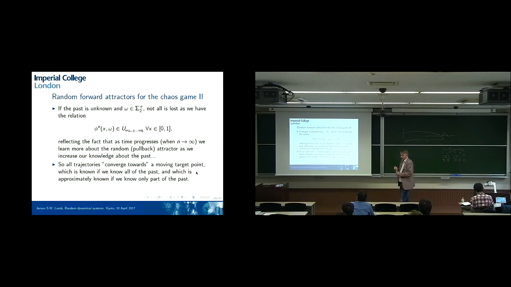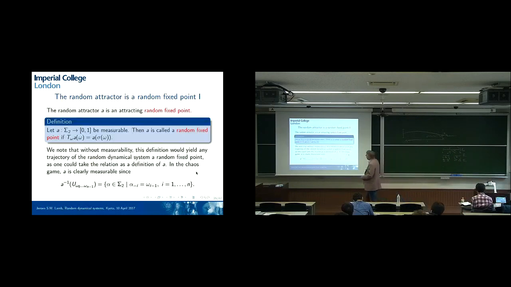You should not expect to converge to some fixed object if the equations change. It's completely not what you should expect. So we have a moving target, and because we have uniform contraction, we just converge to this moving target. And where is this target? Well, we know more about this target if we know more about the past. Okay, so that's the technical definition.